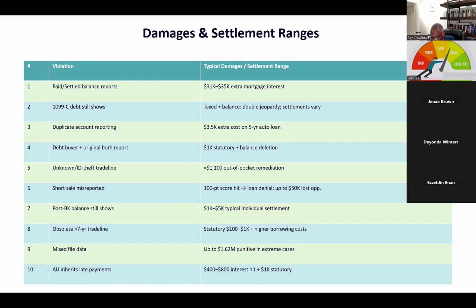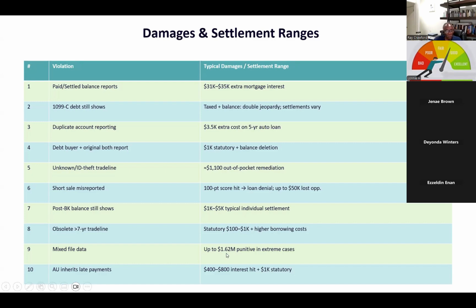These are typical. It's not like for sure. Shorts misreported the damage to them. They had a 100-point score hit. They may have gotten a loan denial or whatever. So it says when a post BK balance shows up, they say that they can get between $1,000 and $5,000 typical individual settlement. And so that was real interesting.